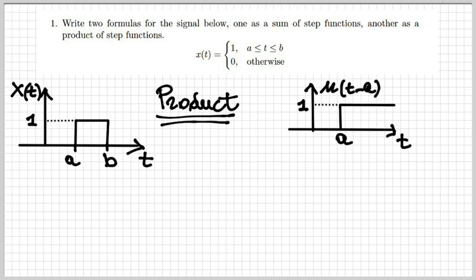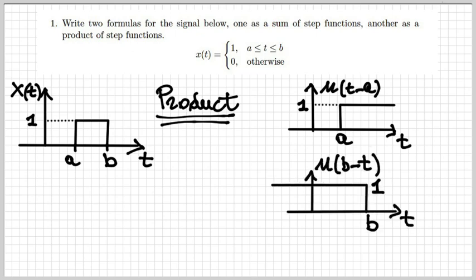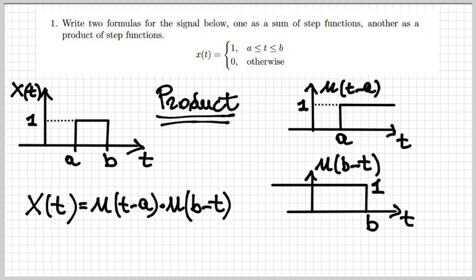We can reuse the same first step function, u of t minus a, but we're going to need another step function now, which is reversed, so it's u of b minus t. It is a step function that is 1 between minus infinity and b and 0 elsewhere. So if we make a product of these two, the resulting signal x of t is going to be 1 only when both of them are 1, only when both of them are non-zero, which is between a and b. So again, x of t is given by u of t minus a times u of b minus t.